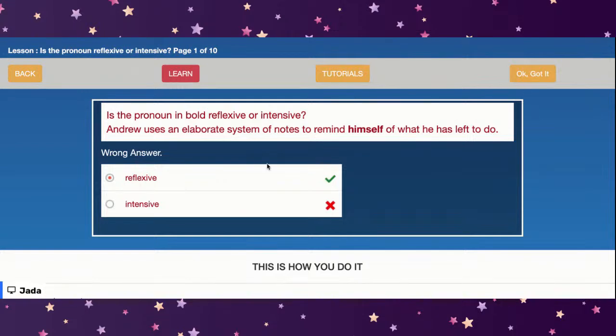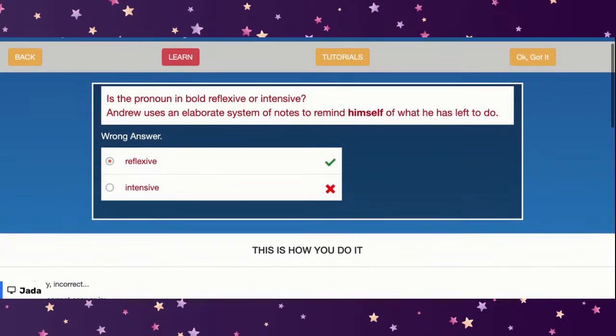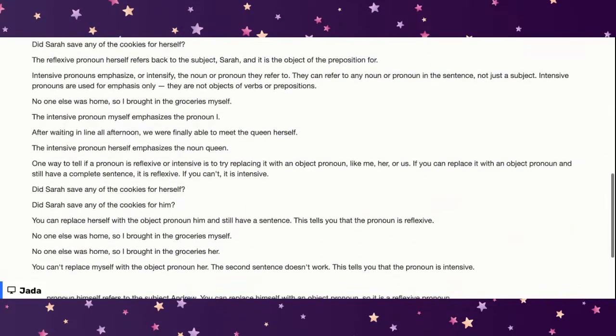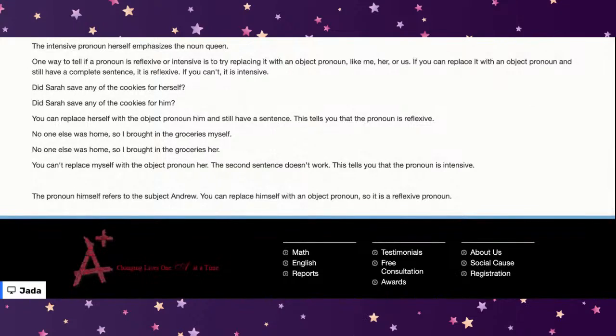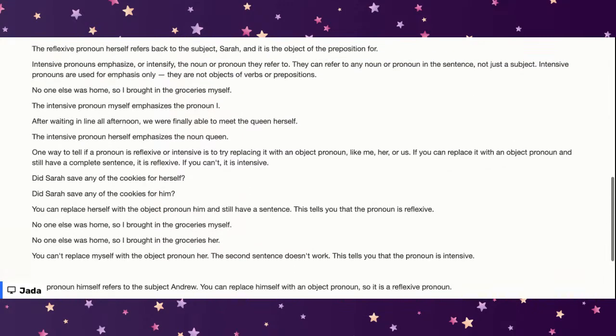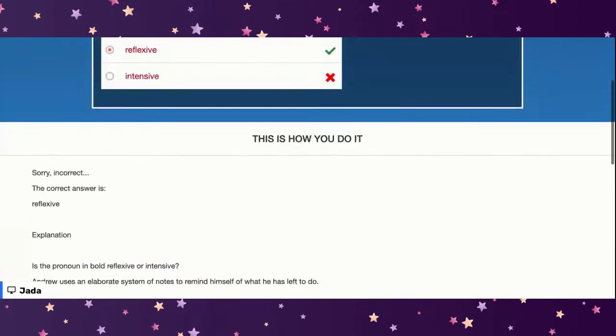Okay. So now look at this one here. For example, we click on intensive. Okay, so we have to try with reflexive and see. But reflexive is the correct answer. So why is reflexive correct? We will go down and see the explanation. The pronoun himself refers to the subject Andrew. So you can replace himself with an object pronoun. It is a reflexive pronoun. Okay, so take note if the sentence already has a subject or something.